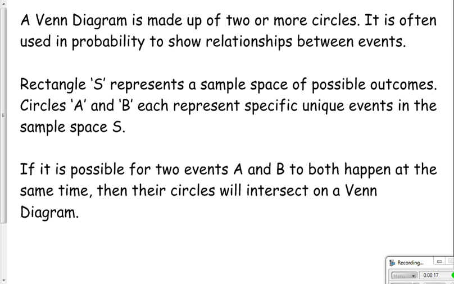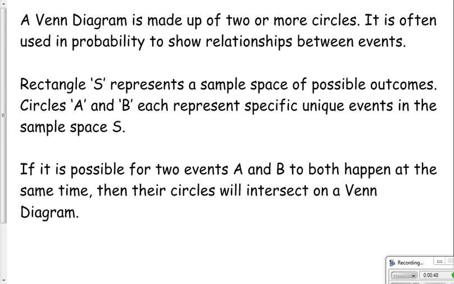A Venn diagram is a diagram made of two or more circles. It is used in probability to show relationships between events. A rectangle S, for example, doesn't have to be called S, but if it is called S, it's because it's representing the sample space of all the possible outcomes. It sometimes is referred to as the universal set. It's the big group out of which everything else comes. That's the sample space. Circles A and B represent unique events or specific events within that sample space.